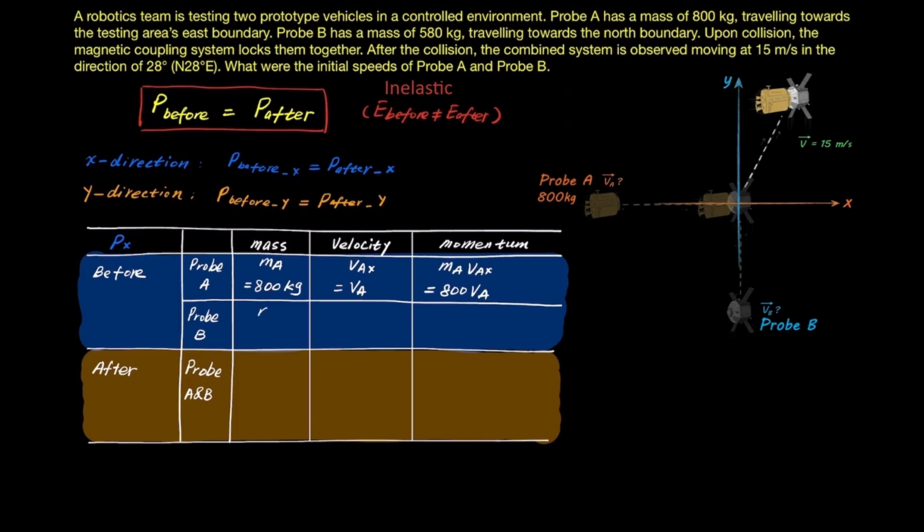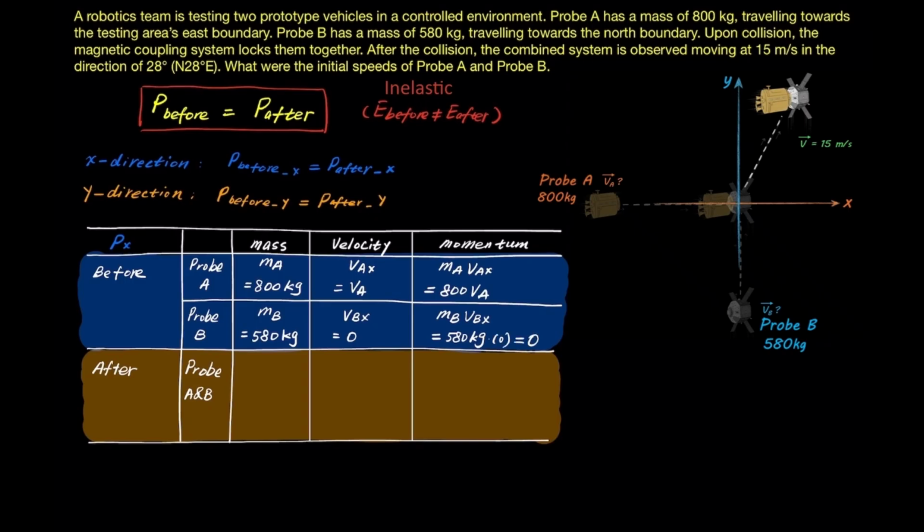Alright, now let's move on to probe B. Let's call its mass mb, which the problem gives us as 580 kilograms. Now let's look at its velocity in the x direction, vbx. We know probe B is moving directly north, which is purely along the y-axis. This means probe B has no horizontal motion, and its x component of the velocity, vbx, is 0. The initial momentum of probe B in the x direction is mb multiplied by vbx, which equals 580 kilograms multiplied by 0, which of course gives us 0 momentum.